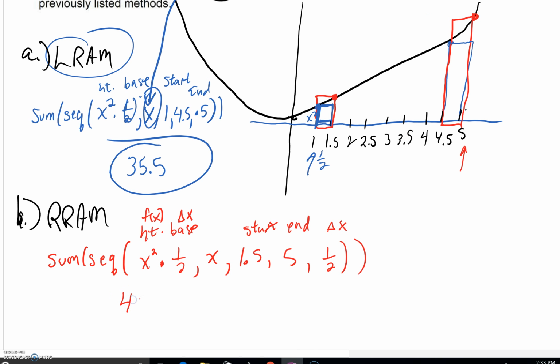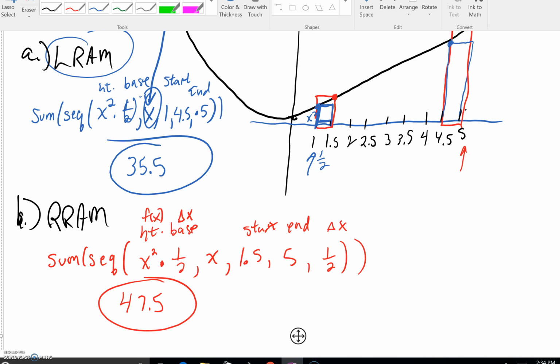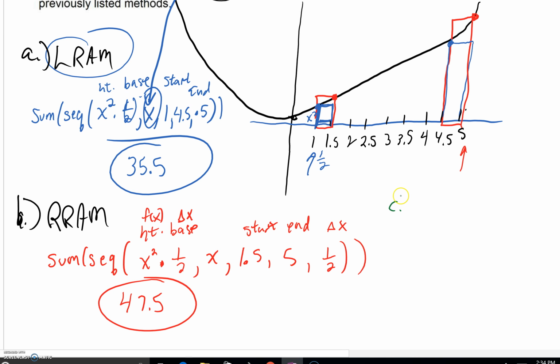Hey, that's bigger. Should we be surprised that we got a bigger number right now? No, if you look at those red rectangles, they're going over the curve. I'm getting more area, right? So there's one last thing to do. You can think, well, now wait a minute, how do we wrap up here? Well, that's with MRAM. Now with MRAM, you're just going to have the same beginning and ending bases, but now you're going to say, now wait a minute, I need midpoints. What's the midpoint between 1 and 1.5? 1.25. And what's the midpoint between 4.5 and 5? 4.75.